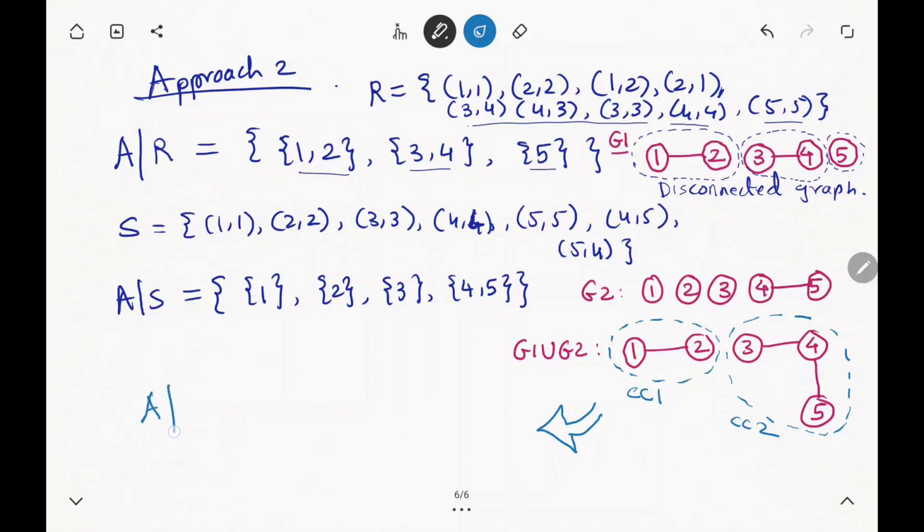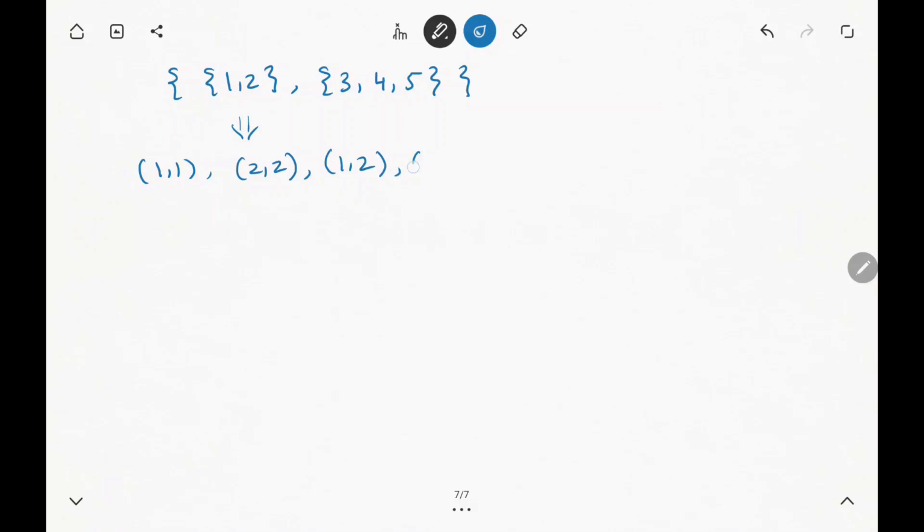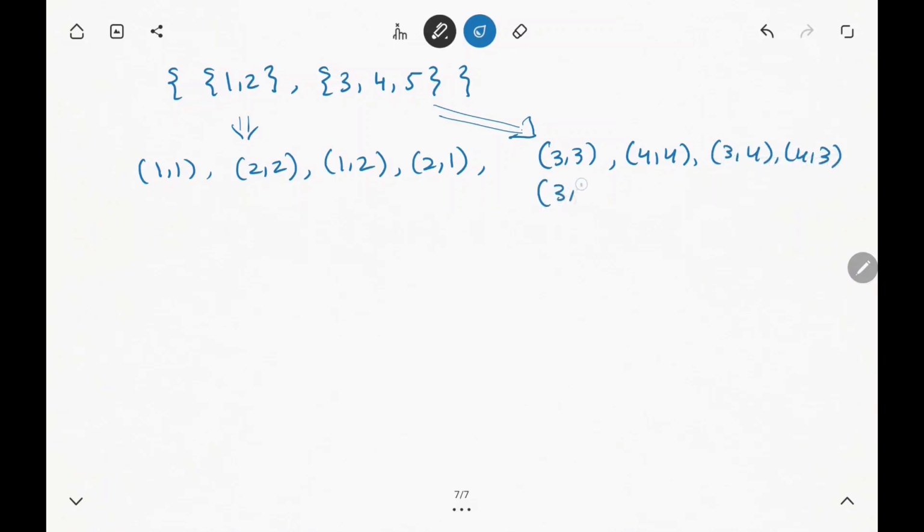The partition induced by R union S on the set A consists of these two compartments, these two connected components, that is 1, 2, and 3, 4, 5. Understood? And now from this, we'll find the equivalence relation. So 1, 2, connect them in all possible ways, or make pairs, relate them in all possible ways. So 1, 2 will result in (1,1), (2,2), (1,2), (2,1). 3, 4, 5 will result in (3,3), (4,4), (5,5), (3,4), (4,3), (4,5), (5,4), and (3,5), (5,3). That is our answer. Okay, so this is an alternative route to find the answer.